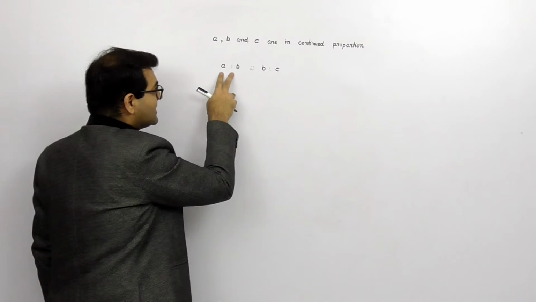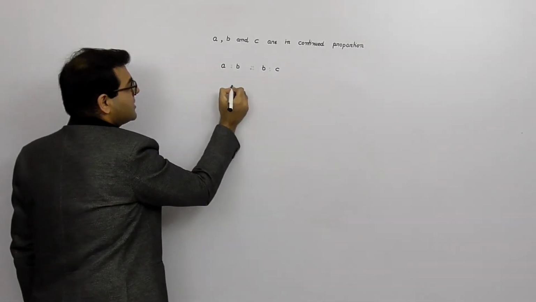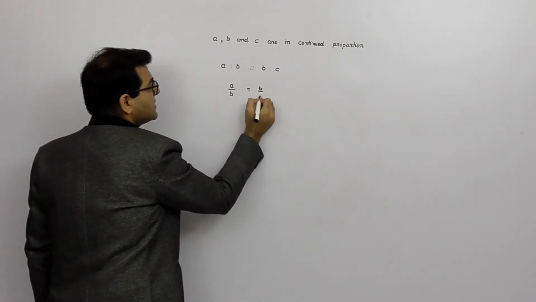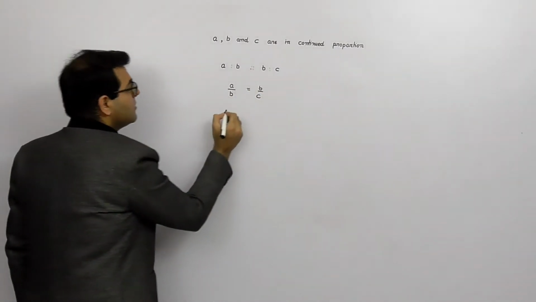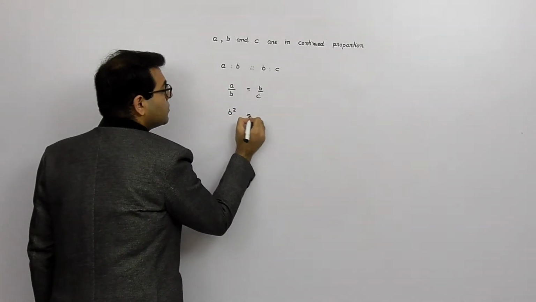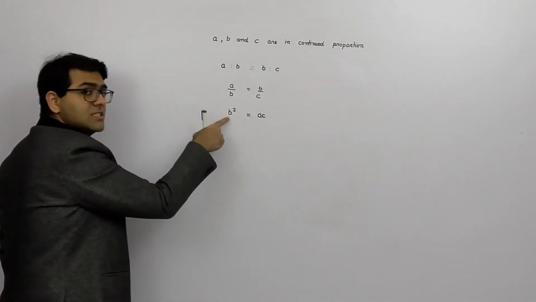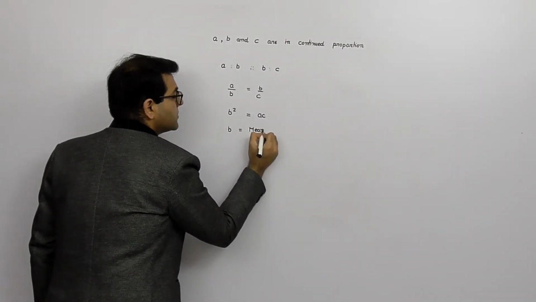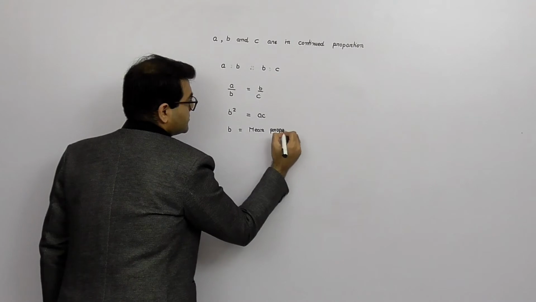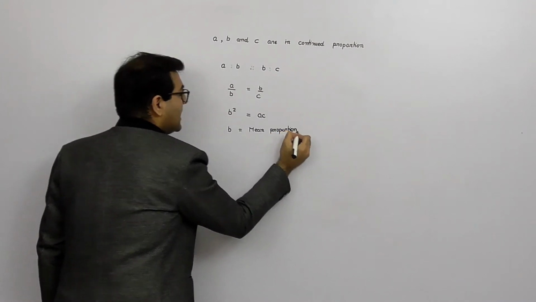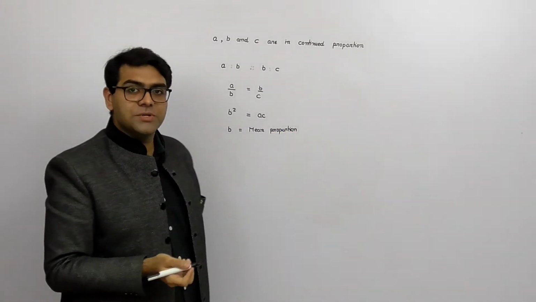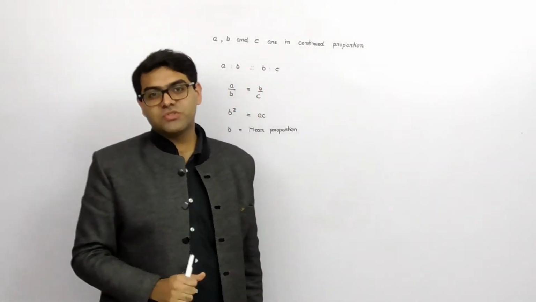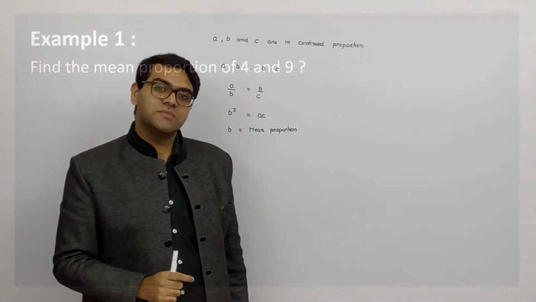Now this proportion can be expressed in the division form as well. So A by B equals B by C. On cross multiplying, what I'm going to get here is B square equals AC. Now this B is many a time referred to as the mean proportion. And sometimes you get very easy questions in which you are given two numbers and you are required to find the mean proportional. Let's try out an example here.